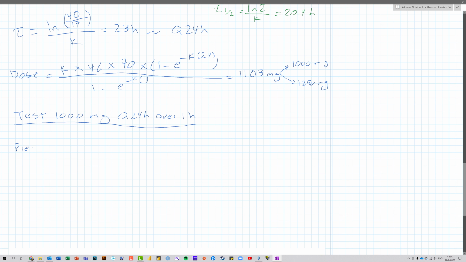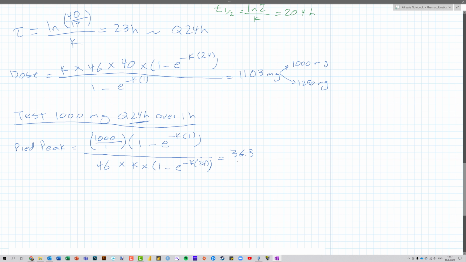So I want to see what would be the predicted peak using this regimen. So it would be 1000 milligram divided by time of infusion, which is 1. That's nice. Times 1 minus e to the negative k times time of infusion, which again is 1. And then in the denominator, we will have the volume of distribution, which is 46, times our k. Again, I'm using the blue k. Times 1 minus e to the negative k times tau, which is 24 hours.